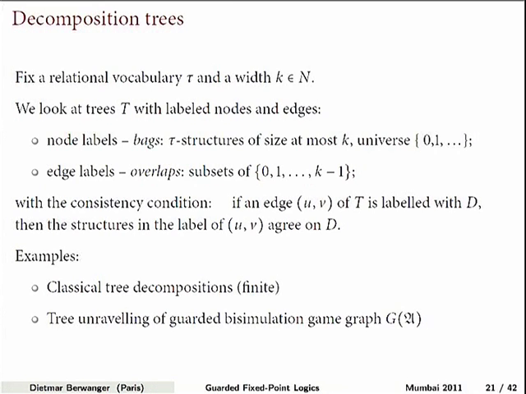OK, and we'll ask one condition, namely that if you have two neighboring nodes and the edge label speaks about an overlap, then the induced structure at the ends of the edge should be really overlapping. So there should be no conflict between neighbors on overlapping parts. Okay, and this is a generalization of the standard tree decomposition.